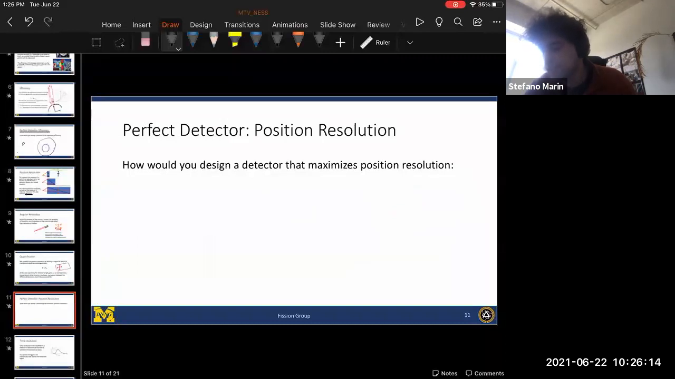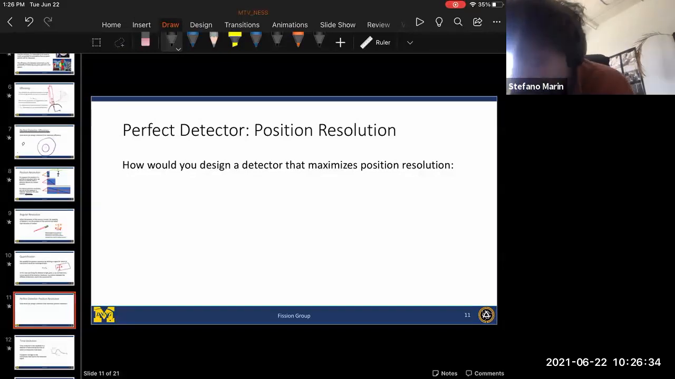So I'm going to finish this slide here. Just going to talk about position resolution, and then I would like to take some time if there are any questions. I did that for my first presentation, and I thought it worked pretty well. So how would we create a perfect detector for position resolution?